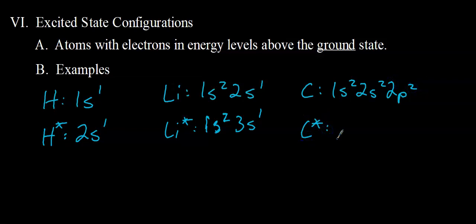Go ahead and pause the video, give a possible excited state configuration for carbon. So notice this time I didn't bump up all of the valence electrons. I just took the 2 electrons in the 2p sublevel and put them in a higher energy level, in this case the third energy level.